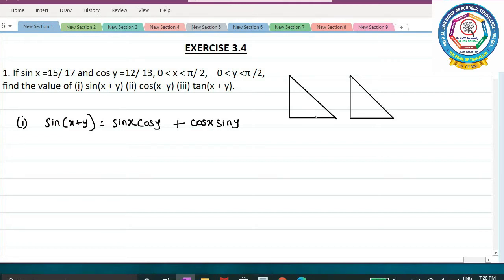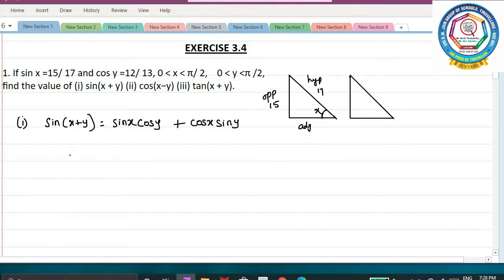By using Pythagoras theorem, here x is here. So what is sin x? We know the formula: opposite by hypotenuse. So this is the opposite side, this is the hypotenuse, this is the adjacent side. Sin theta, that is sin x, is equal to opposite by hypotenuse. Opposite is 15, hypotenuse 17. So we have to find the adjacent side by using Pythagoras theorem.